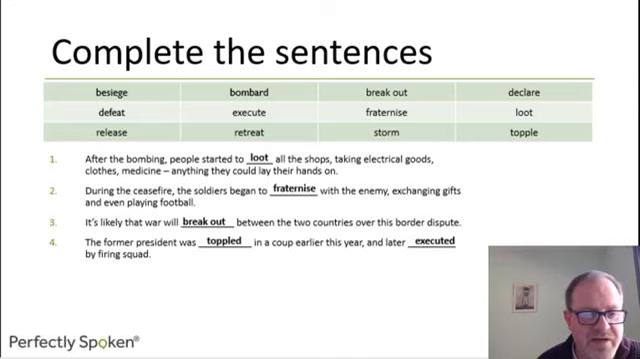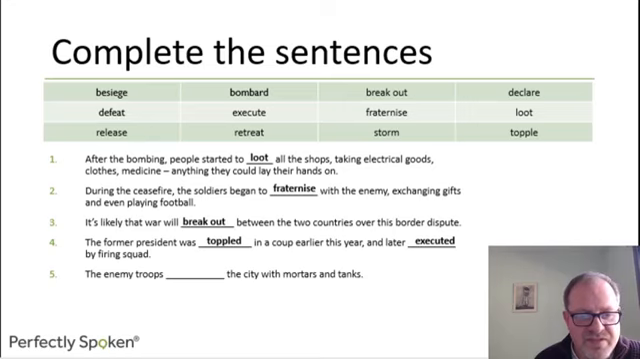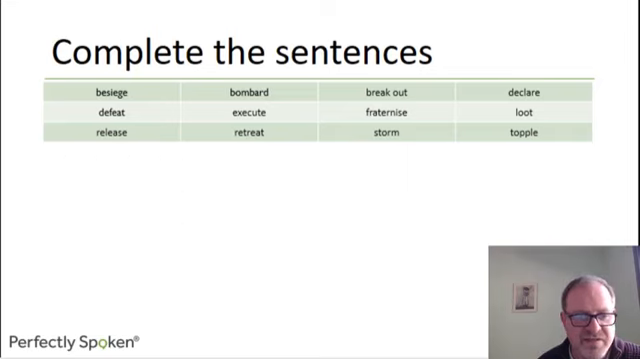Okay, number 5. The enemy troops something the city with mortars and tanks. Mortars are like small cannon-like guns that fire rockets or bombs or missiles. And the answer is bombarded. To bombard means to fire bombs, missiles at a place again and again. The enemy troops bombarded the city with mortars and tanks.